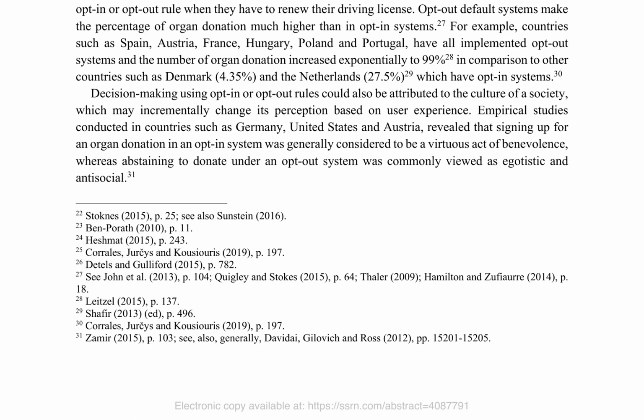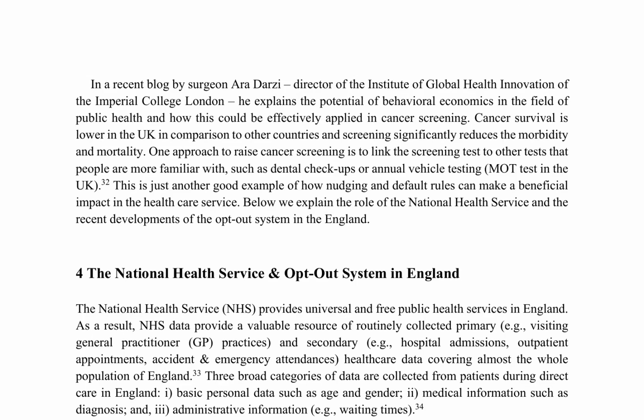In the healthcare sector, behavioral economics insights have been applied to organ donation, where opt-out systems have led to significantly higher donation rates compared to opt-in systems. For example, countries like Spain, Austria, and France have implemented opt-out systems, resulting in exponential increases in organ donation rates, whereas countries like Denmark and the Netherlands, with opt-in systems, have much lower rates. Empirical studies suggest that cultural and social factors influence decision-making in these systems, with opt-out systems being viewed as more virtuous and opt-in systems being seen as more egotistic. In the context of public health, behavioral economics can be applied to cancer screening.